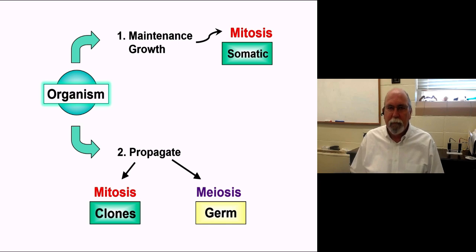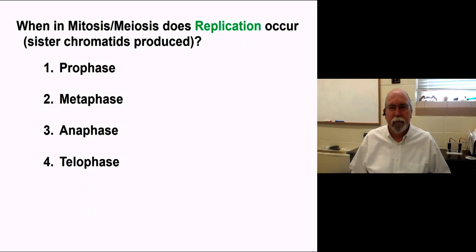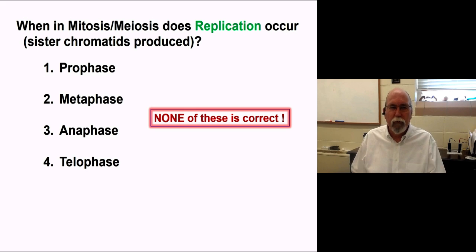So let's go back, since it's been a few weeks since we looked at this, and talk a little bit about a couple of things. Just to remind you, a question I always ask is, when does replication occur? When in mitosis and meiosis does replication occur? In other words, when are sister chromatids produced? Is it in prophase, metaphase, anaphase, or telophase? Hopefully, now that you've seen the replication lecture, you know that none of these are correct. Replication occurs long before you get to either meiosis or mitosis.